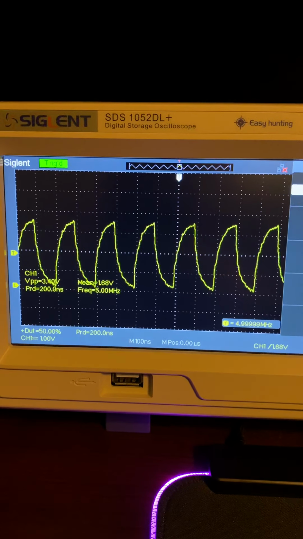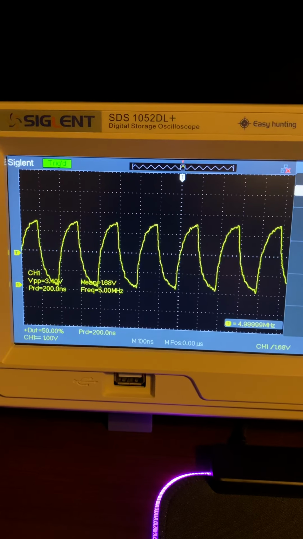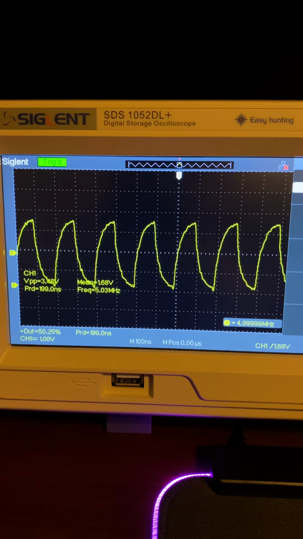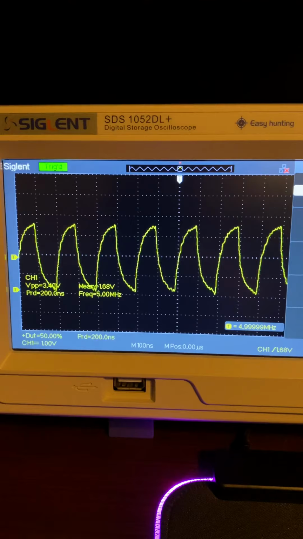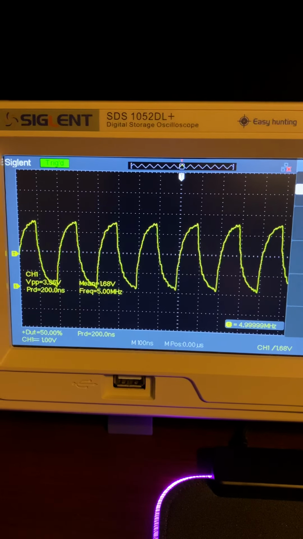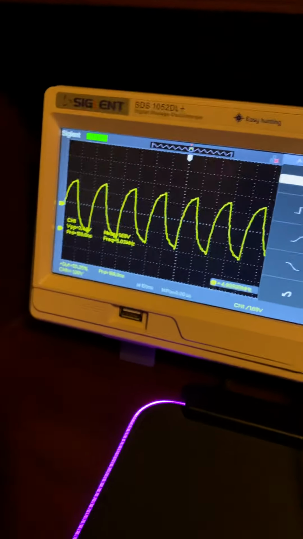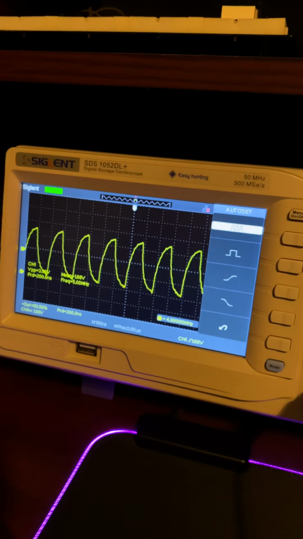So right now I have M equals 1 and N equals 1. So right now each division is high for 100 nanoseconds and low for 100 nanoseconds, giving a period of 200 nanoseconds as expected.